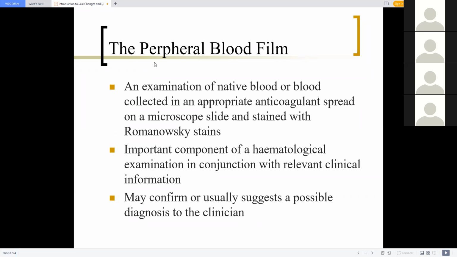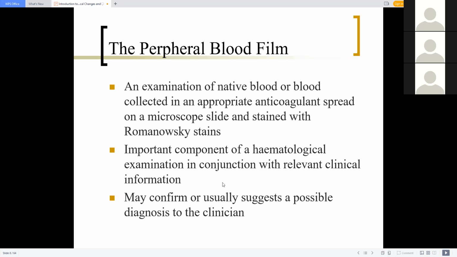All right. And I've just talked about the importance of the peripheral blood film. It's requested for various diseases. You'll find, for example, in liver disease, changes that may occur in the red cell morphology, and a patient who has liver disease, the doctor may ask for peripheral blood film examination. So usually a peripheral blood film may confirm or may suggest a possible diagnosis to the clinician.